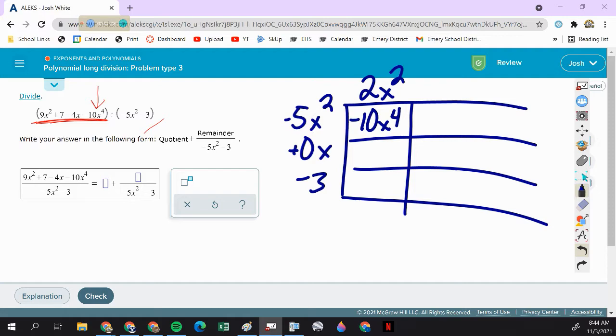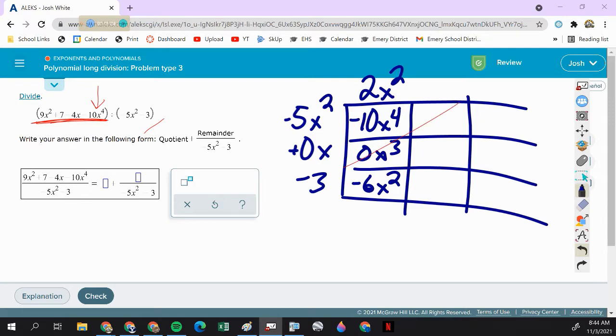You guys understand that? 2x squared times 0x is 0x to the third. Now, I know that is 0, but I'm going to write it as 0x to the third just to keep track of everything. Otherwise, like I said, you'll probably make a mistake if you don't put your zeros in there. Now, 2x to the third times negative 3 is negative 6x squared. Add a column.